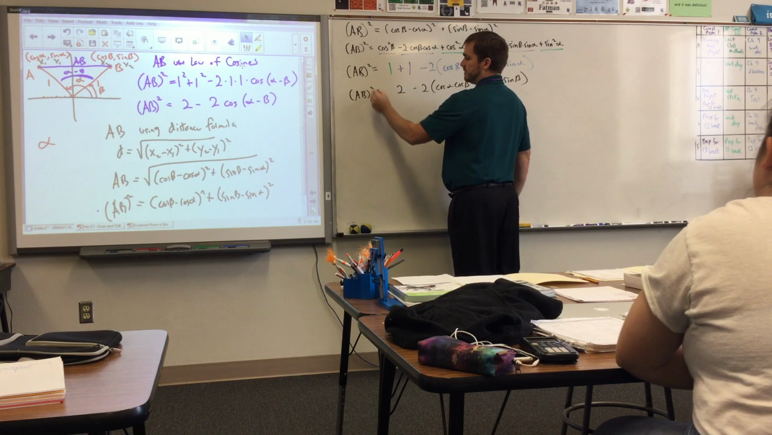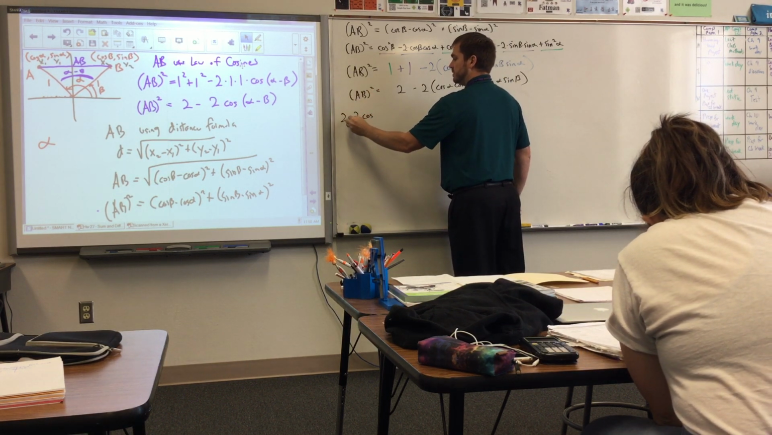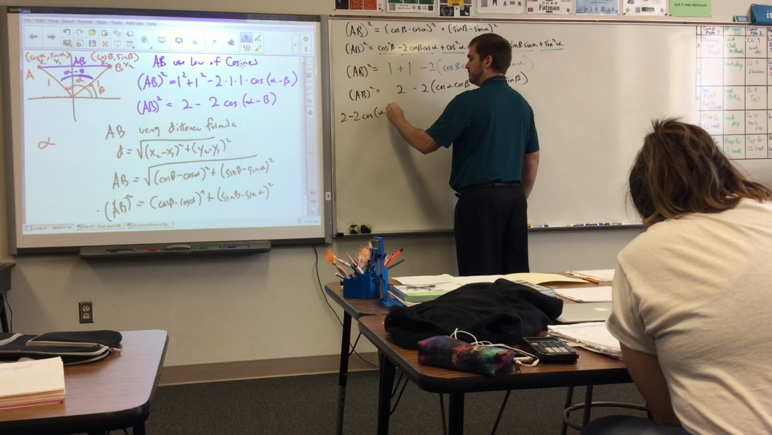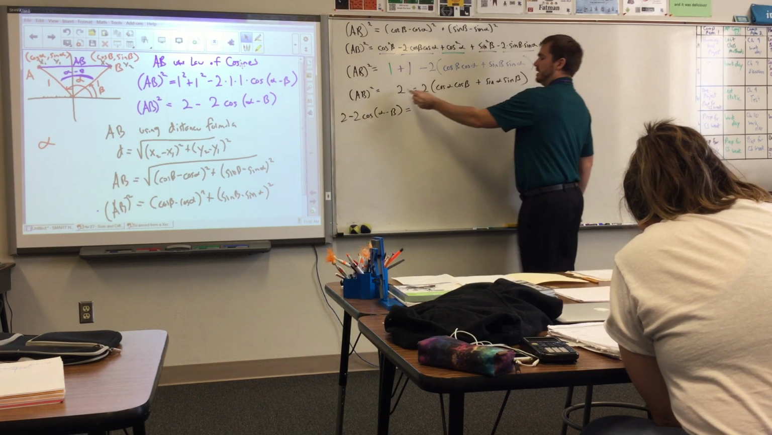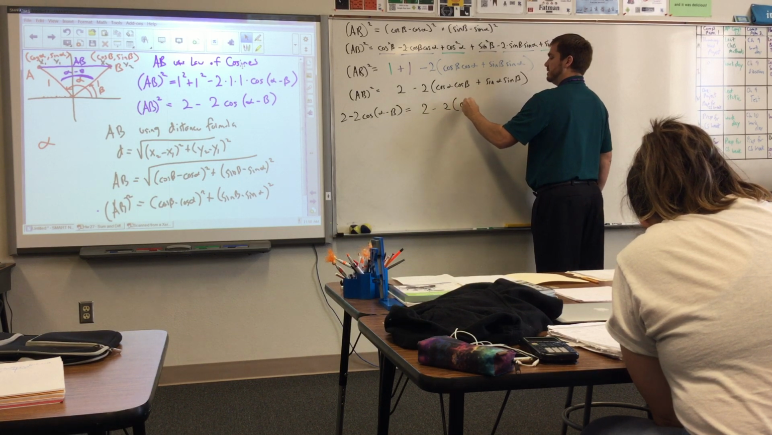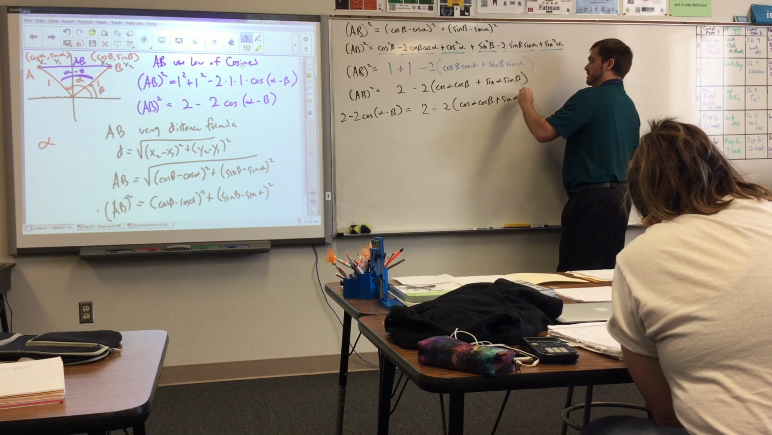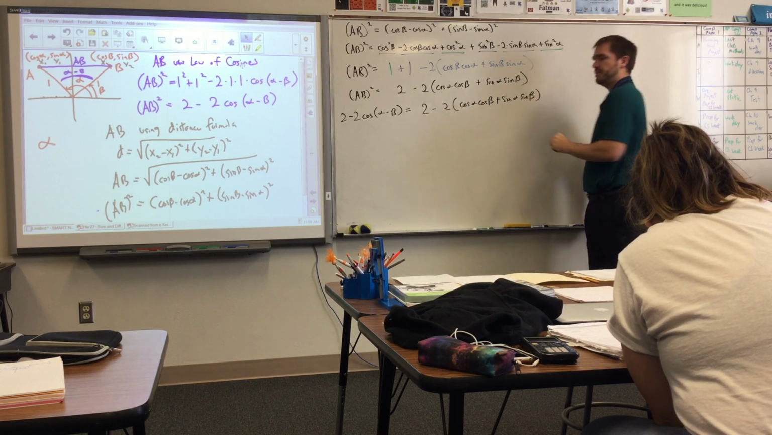So right here, instead of writing AB squared, I'm going to write 2 minus 2 cosine (alpha minus beta). And on the right hand side, I'm just going to copy this down: 2 minus 2 times the quantity cosine alpha cosine beta plus sine alpha sine beta.